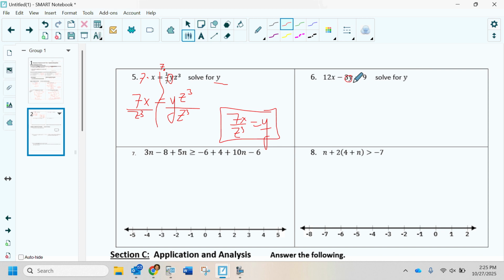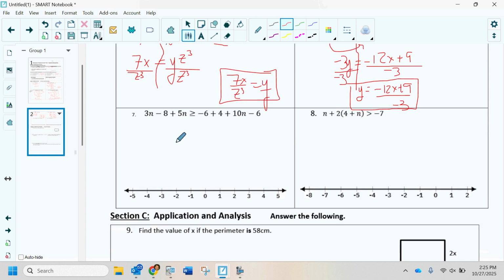So here we're solving for y again. So we draw a river, but now we have something separated by plus or minus signs. So we're going to move the 12x using the river. And so it's going to be minus 12x plus 9. And then we're going to divide everything by negative 3. And this will be our answer. Now, if you want to be fancy, you can divide each of these by negative 3, but you don't have to for right now. All right, moving on.